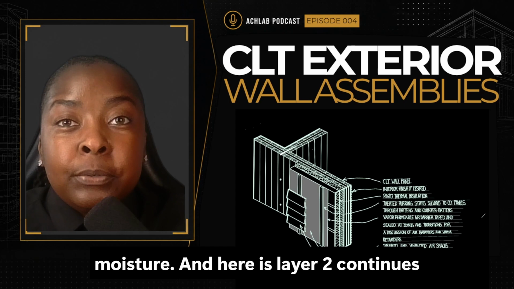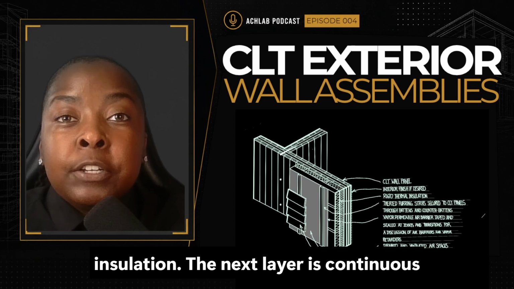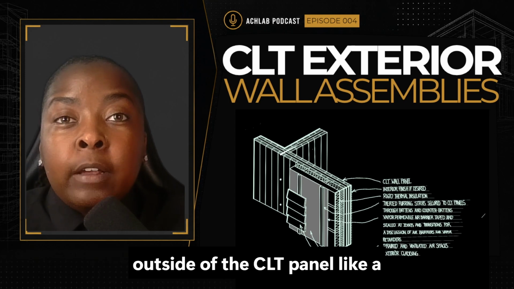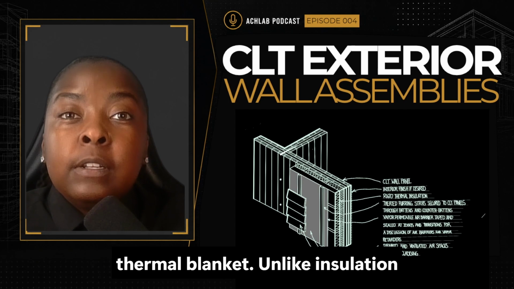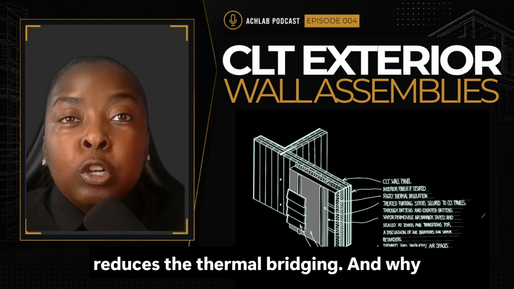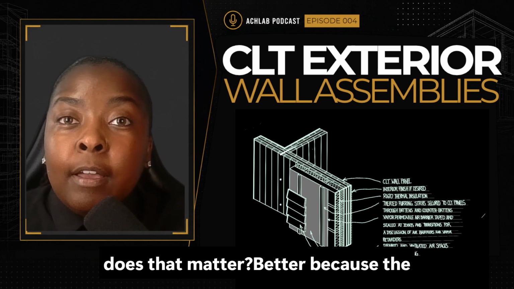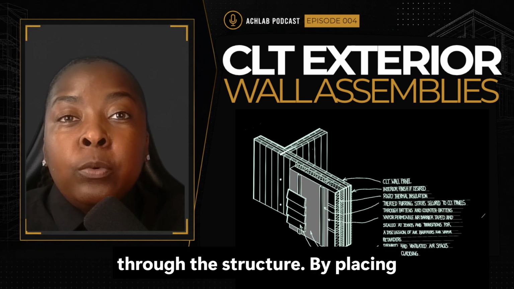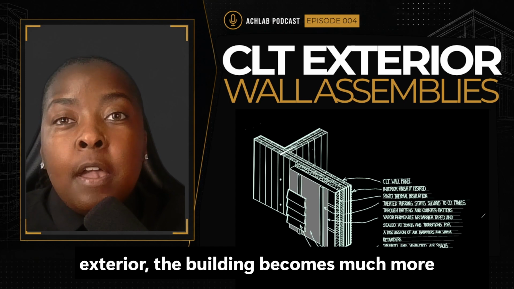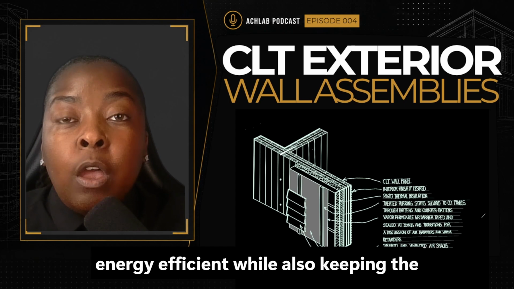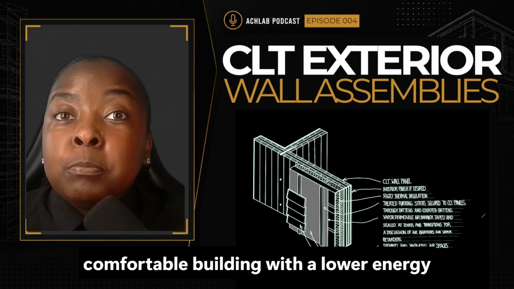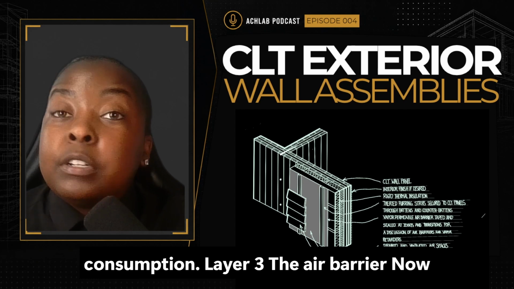And here is layer 2, continuous insulation. The next layer is continuous rigid insulation. This layer wraps the outside of the CLT panel like a thermal blanket. Unlike insulation installed between framing members, continuous insulation dramatically reduces thermal bridging. And why does that matter? Because thermal bridges allow heat to escape through the structure. By placing insulation continuously across the exterior, the building becomes much more energy efficient while also keeping the timber closest to a stable temperature throughout the year. The result is a more comfortable building with lower energy consumption.